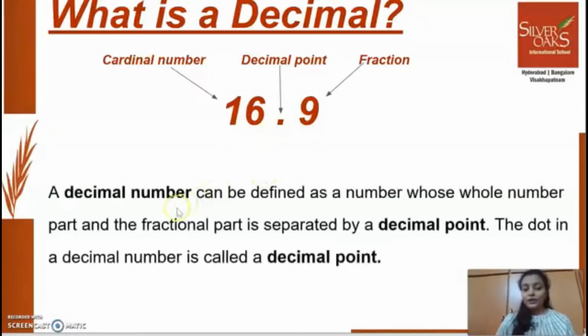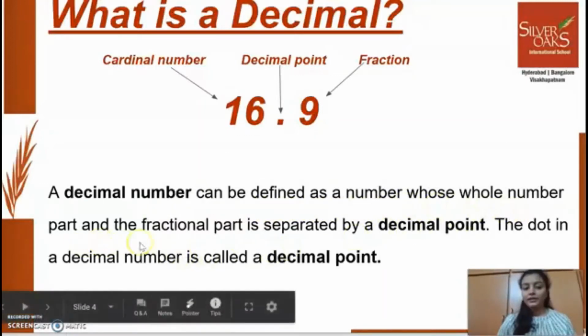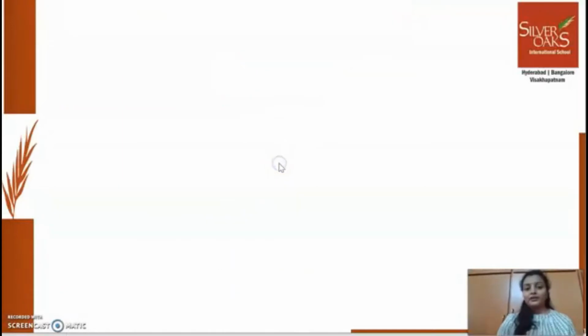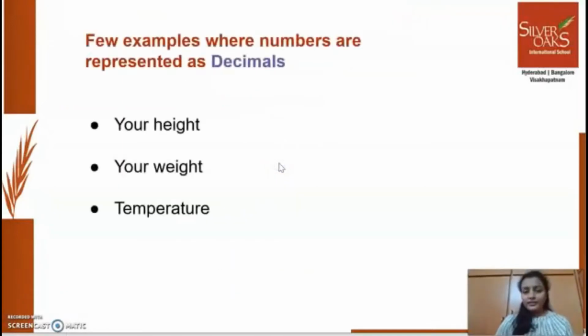A decimal number can be defined as a number whose whole number part and fractional part are separated by a decimal point. The dot in a decimal number is called a decimal point. So this is called the decimal point. A few examples we'll see where numbers are represented using decimals.